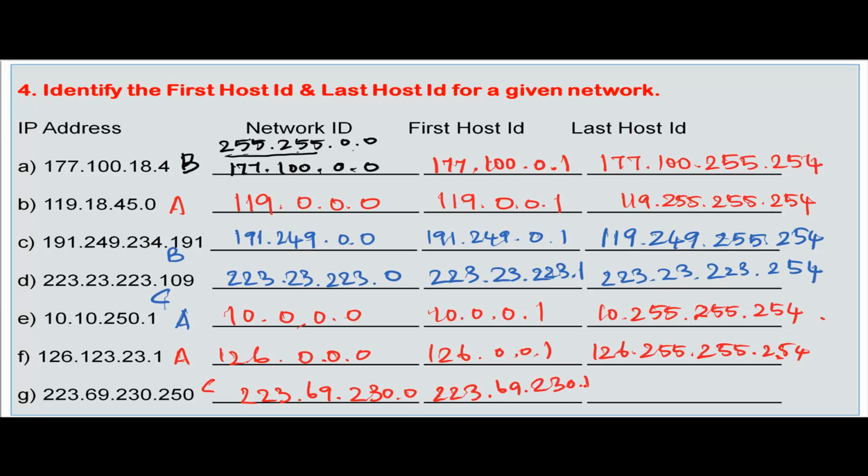223.69.230.1. This is going to be your first host ID. So the last host ID is 223.69.230.254. So this is going to be our last host ID. So this is how we can find the network ID, first host ID and last host ID of a given IP address or a given network.